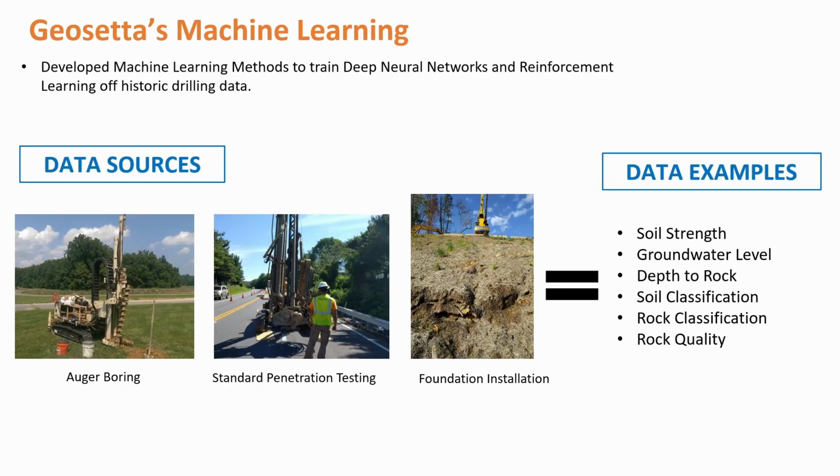Geosetta's machine learning. Geosetta developed machine learning methods to train deep neural networks and reinforcement learning on historic drilling data. Example data sources are auger boring, standard penetration testing, and foundation installation. Example data inputs from these sources are soil strength, groundwater level, depth to rock, soil and rock classification, as well as rock quality.